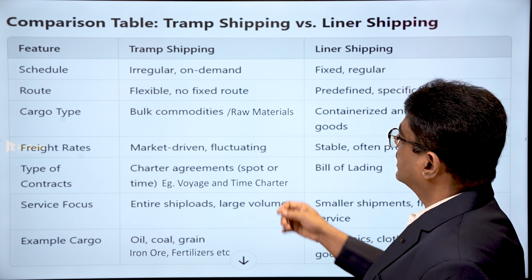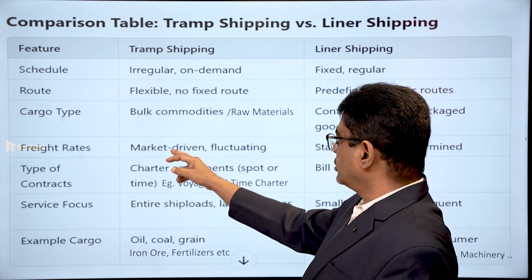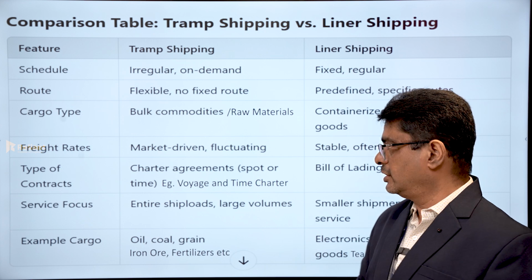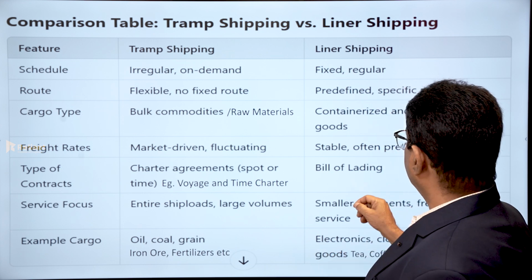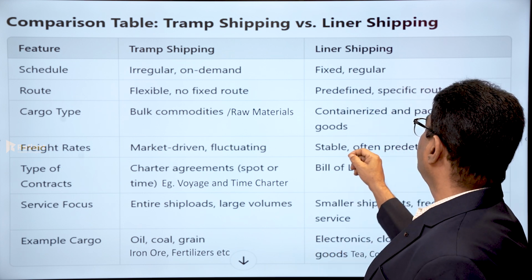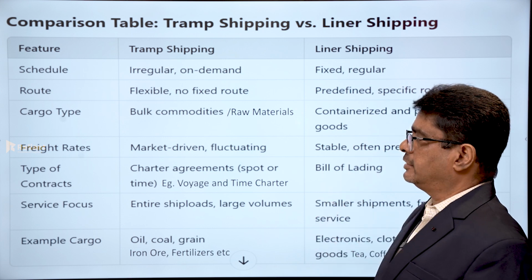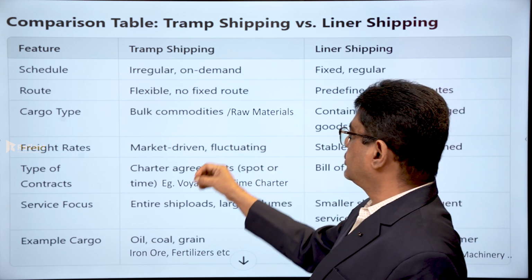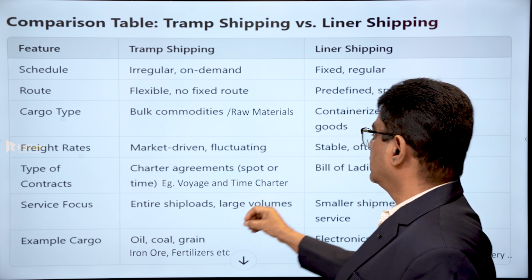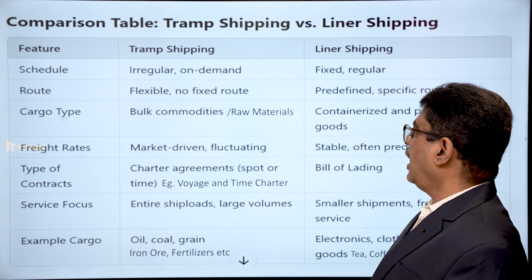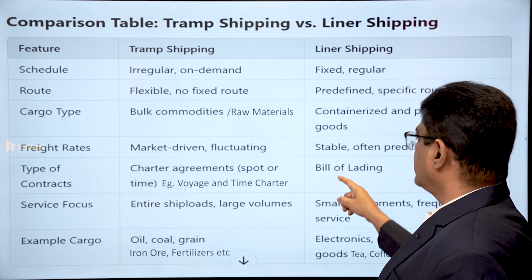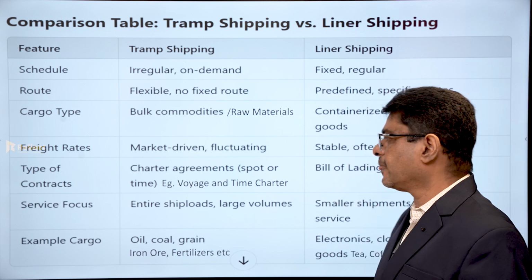And the freight rates in the case of tramp shipping are market driven, and they fluctuate depending upon the market condition. Whereas in the case of liner shipping, it's comparatively stable and often predetermined. And the contracts that take place in tramp shipping are either voyage charter or time charter. And in the case of liner shipping, the contracts are based on a bill of lading.